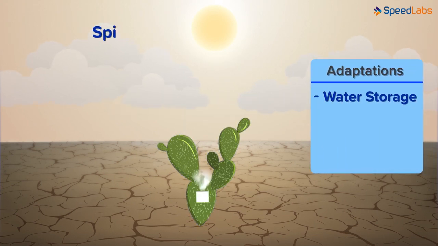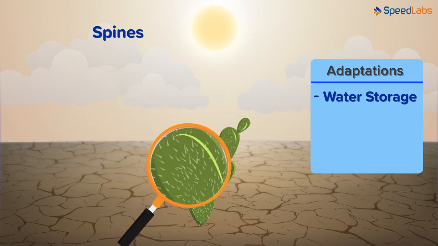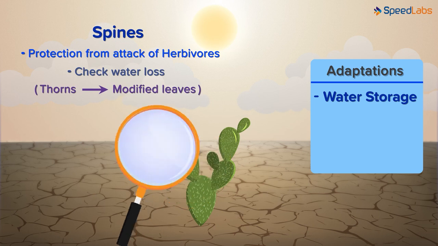Have you noticed the spines on a cactus plant? These spines are their second adaptation. They help to protect the plant from any attack by herbivores. But the most important reason is to check the water loss. Yes, the thorns are nothing but modified leaves. So this modification makes sure that the water loss is minimal.